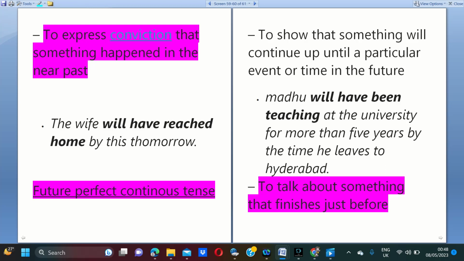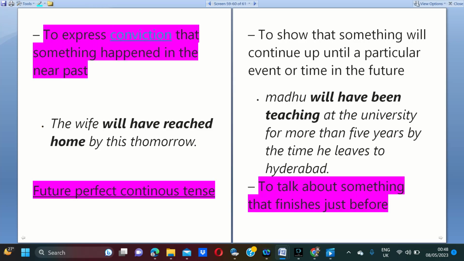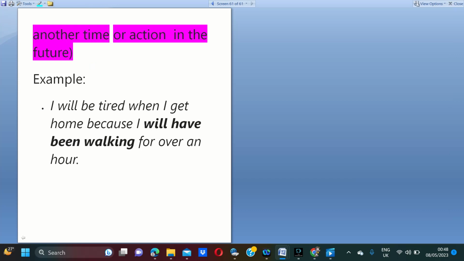To talk about something that finishes just before another time or another action in the future: I will be tired when I get home because I will have been working for over an hour. Here, see, to talk about an action which will have been finished just before another time or another action in the future. I will be tired when I get home.